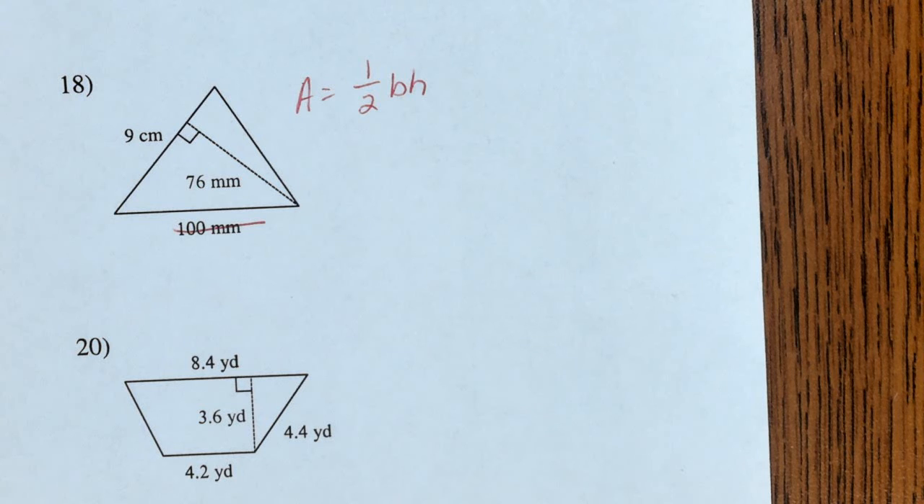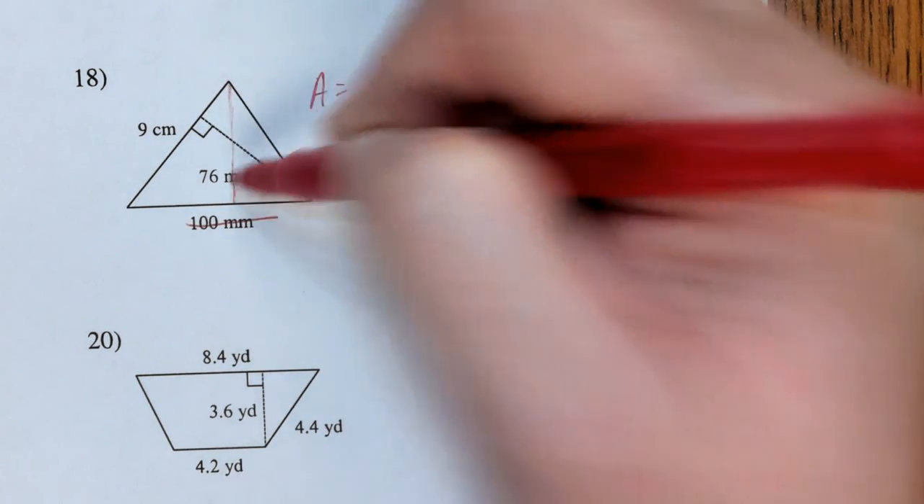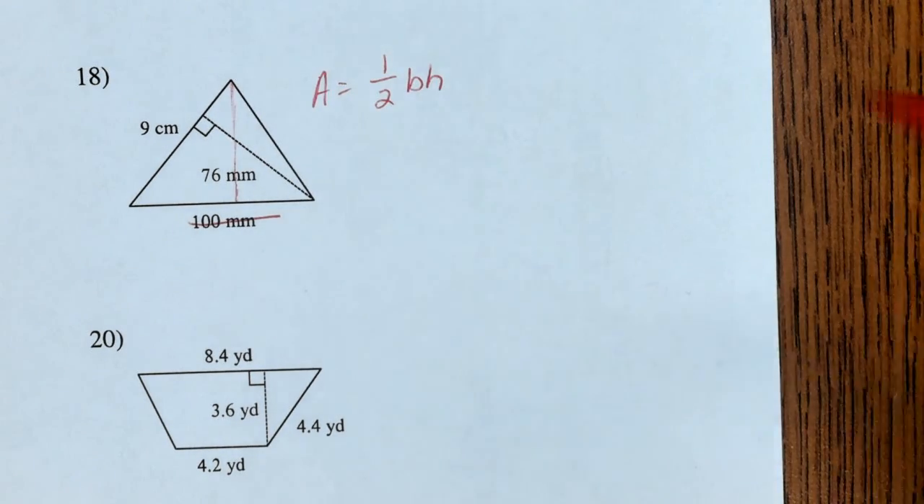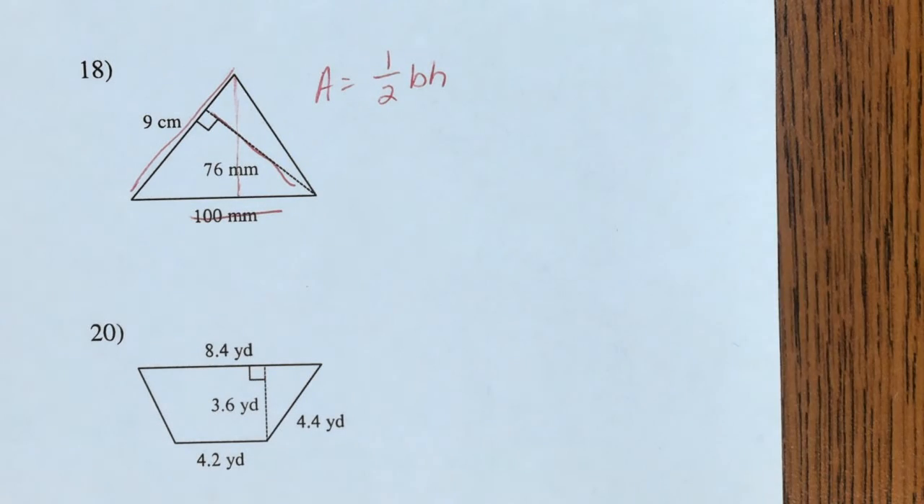But a lot of people will make a mistake there and put the 100 as the base because it's at the bottom. And that's fine. The 100 could be the base, but if it was, you would need the height from this side like this. And you don't have that. You have it this way. So this is your base and this is your height, but notice the units.